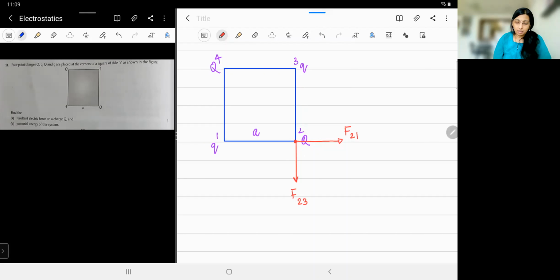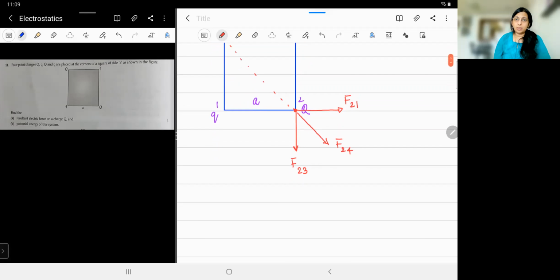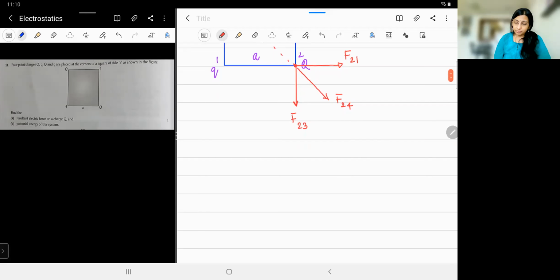Now, one more is there. That is the charge at the position 4. So it will act along the line joining the two charges, like this. This also gets repelled. This is F2,4.